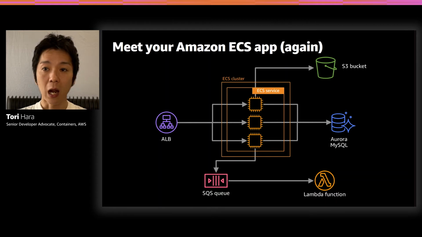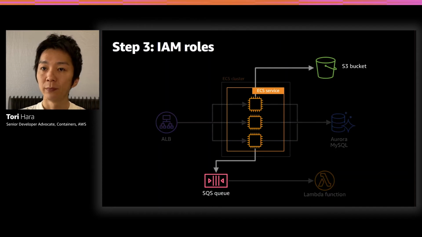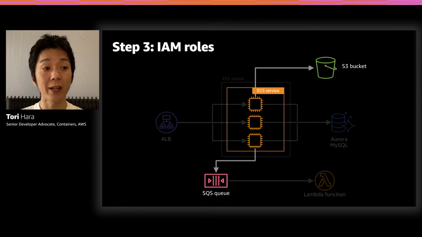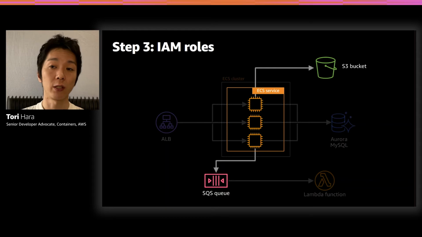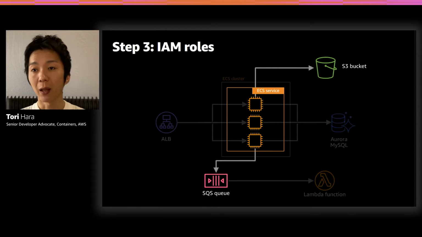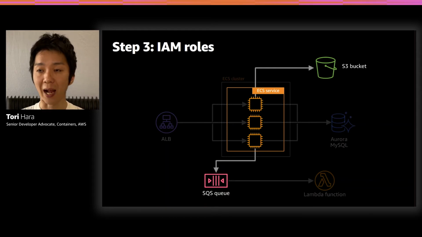So how about us taking a look at another foundational AWS feature? It's IAM. As you can see, the ECS tasks do access the S3 bucket and the SQS queue, which means somehow the ECS tasks get IAM credentials to access those AWS resources. To begin with, let's figure out how the ECS tasks get the IAM credentials.